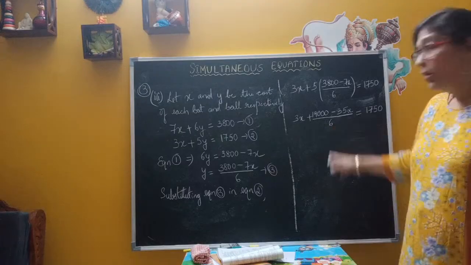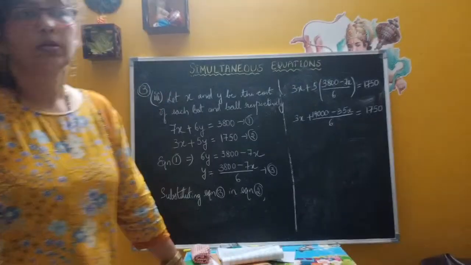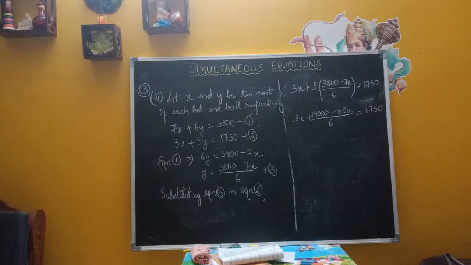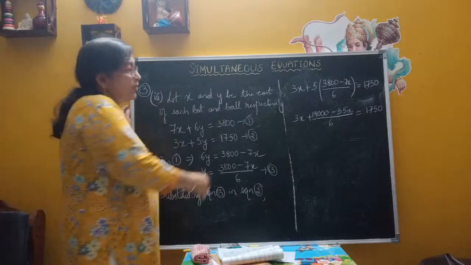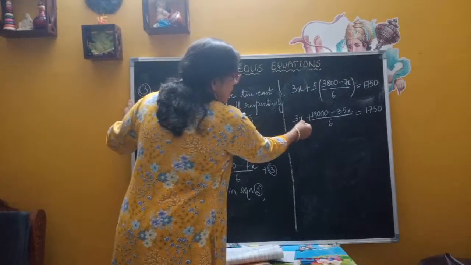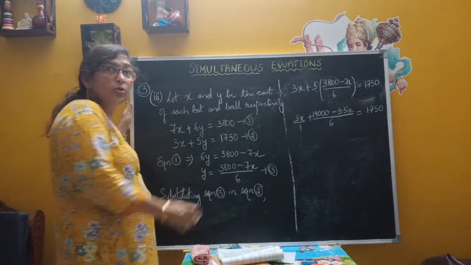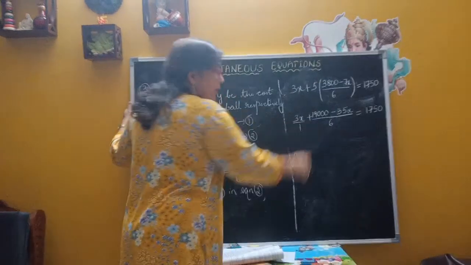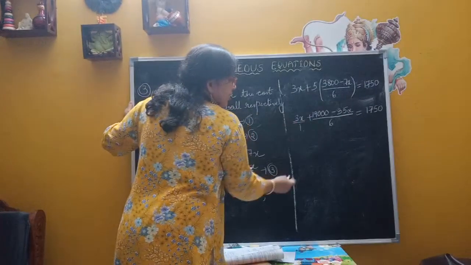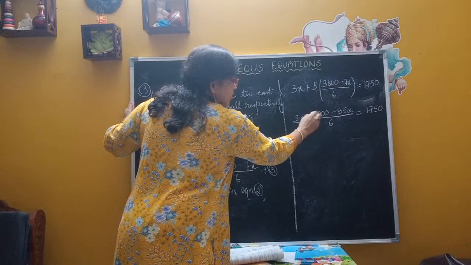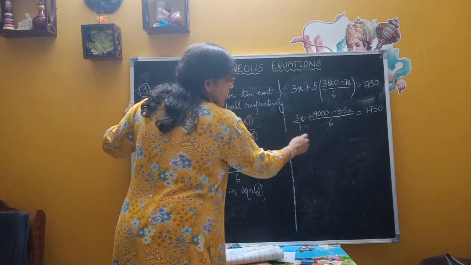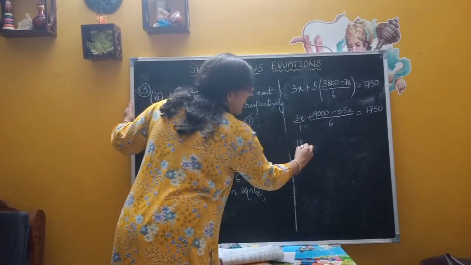So now let us simplify this. Here also this is 3x by 1, so it's a separate term. We have to take the common denominator, that is the LCM. LCM of 1 and 6 is 6 only. So it is 6 into 3. You all know this process, I don't show it again here. So 6 ones are 6, here 6 threes are 18x.